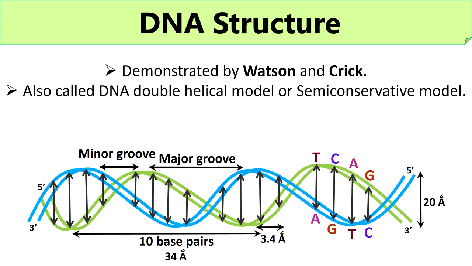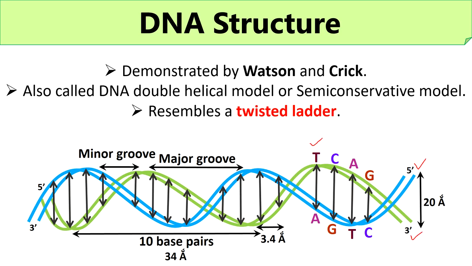According to the Watson and Crick model, the strands of the DNA are coiled in such a way that the DNA appears like a twisted ladder. Let us look into this DNA structure. Here you could see two strands of the DNA that have opposite polarity.